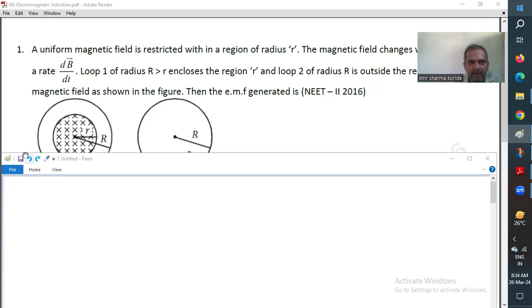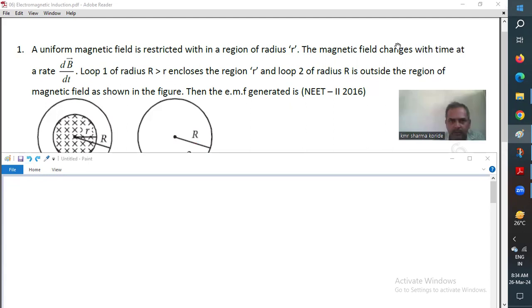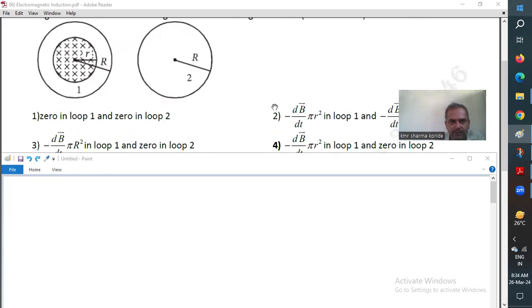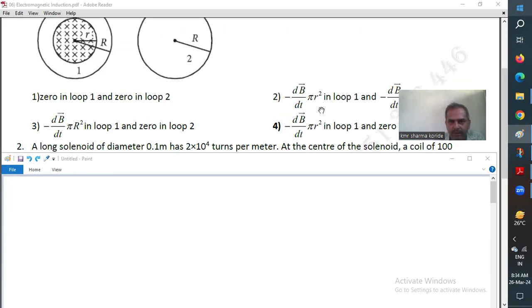A uniform magnetic field is restricted within a region of radius small r. So radius small r means in the first loop up to here. The magnetic field changes with time at a rate of dB by dt. Loop 1 of radius capital R, which is greater than small r, encloses the region small r, and loop 2 of radius capital R is outside the region of magnetic field as shown in the figure. So then the EMF generated is, so you have to pick out which option is correct.